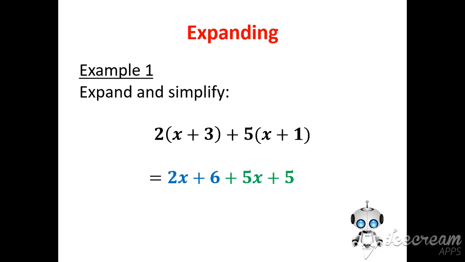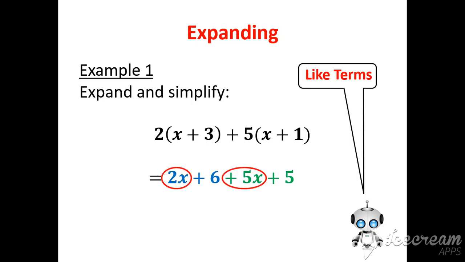Right, so we've expanded the first bracket and we've expanded the second bracket. Now we can simplify it by adding like terms. So notice the 2x plus the 5x are like terms, and we can go 2x plus 5x makes 7x. And notice this plus 6 and this plus 5 are like terms, and we can add them. Plus 6 plus 5 will make positive 11. So we can write down our final answer, which is 7x plus 11. We can't simplify those two any further because 7x is unlike 11.